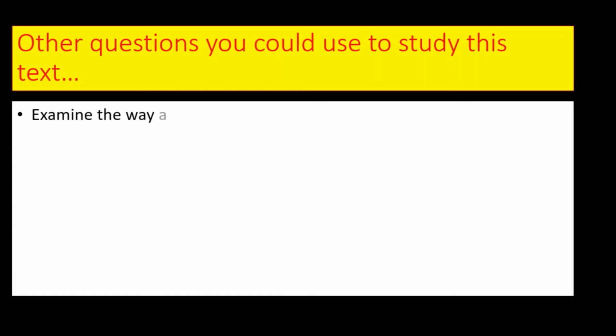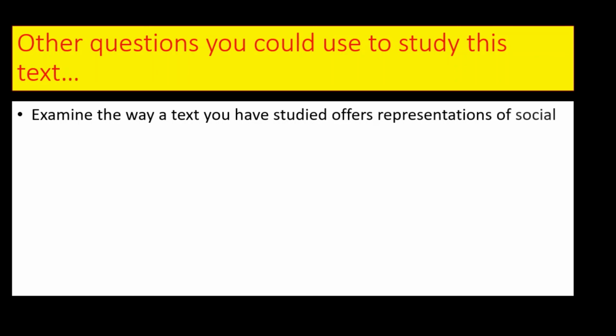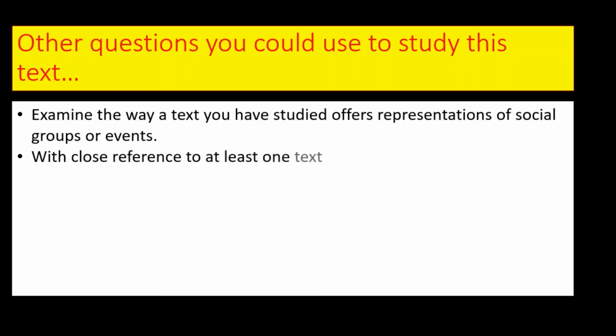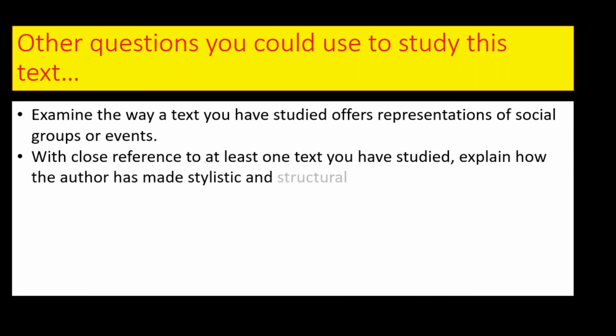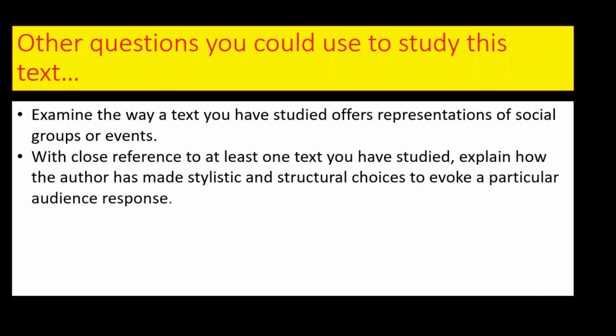These are the sort of questions you could use this text for. 1. Examine the way a text you have studied offers representations of social groups or events. 2. With close reference to at least one text you have studied, explain how the author has made stylistic and structural choices to evoke a response from the audience.